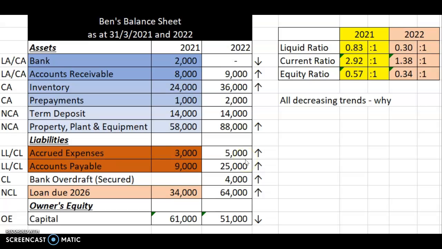The third possibility here is return excess inventory or reduce inventory somehow, because it's pretty high here. So if we returned, let's say, $10,000 of inventory back to the supplier, that would reduce that to 26,000 and reduce this one here back to 15,000. And that would improve both the liquid ratio and the current ratio.